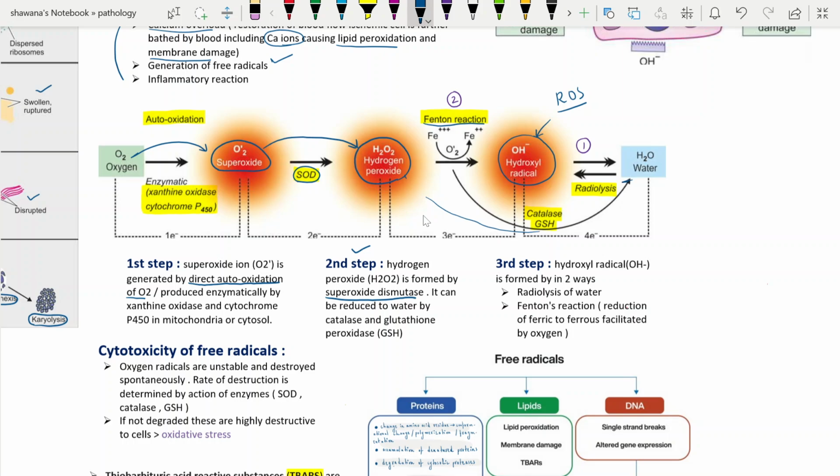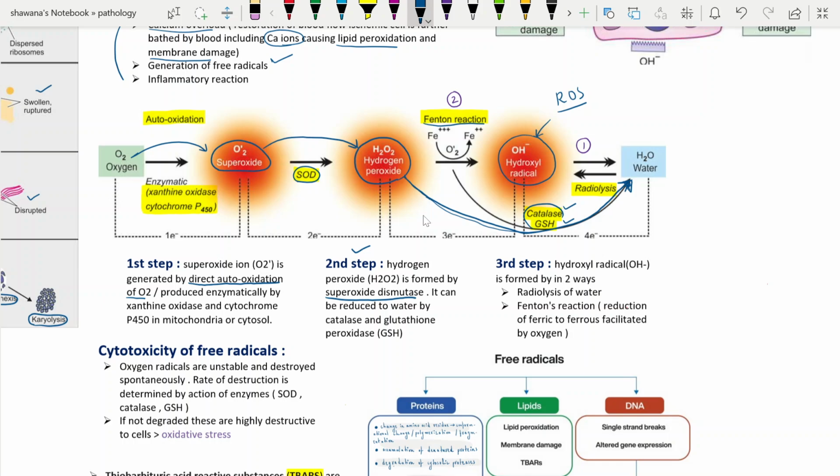can be reduced into water by the enzymes catalase and glutathione peroxidase. Are these enzymes, catalase and glutathione peroxidase, beneficial for the cell or not? Just think logically: the reactive species is being converted into water, and water is good for us. So these enzymes are beneficial for the cell.